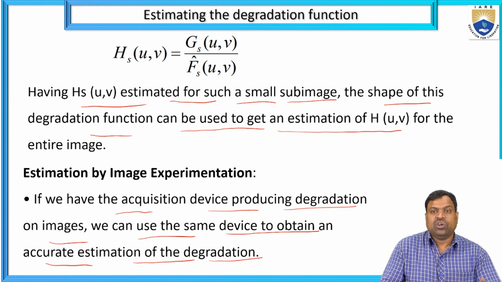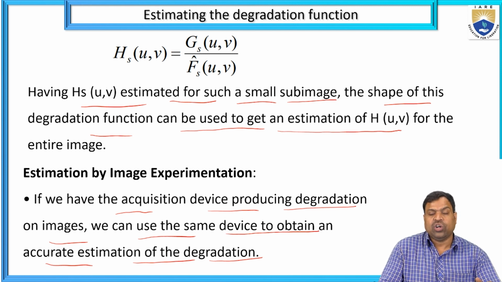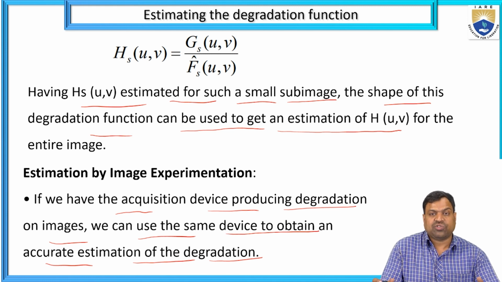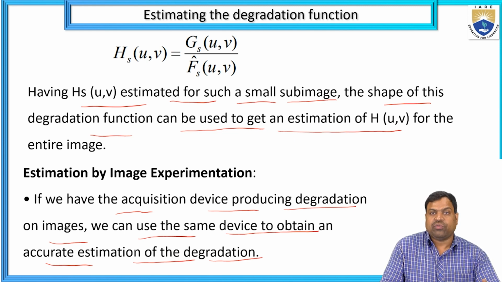Then what can we do? We have to use the same device to obtain an accurate estimation. From the same device, we have to find out the accuracy: how much percentage of blurring, how much percentage of noise. So that is the function of estimation of the degradation. That is G of u comma v.